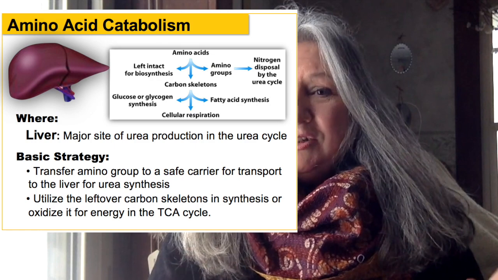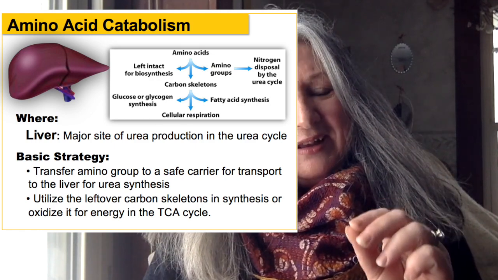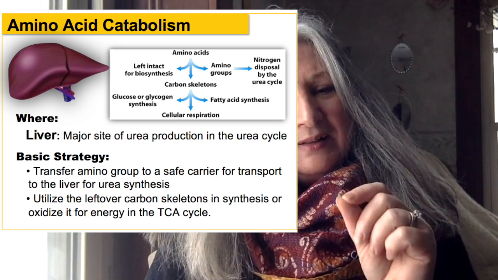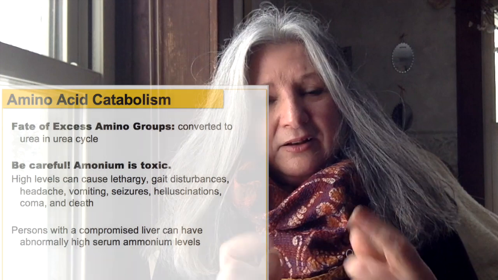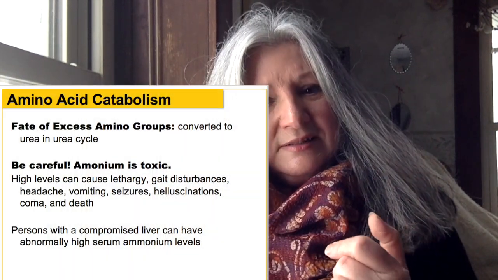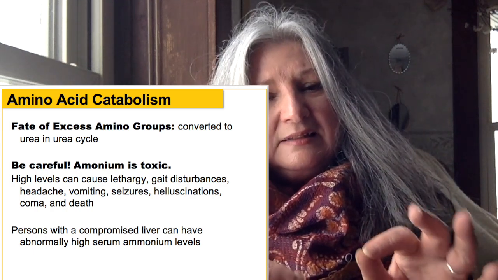Why? Because most tissues don't have the urea cycle, and the urea cycle is our main way of getting rid of ammonium. Ammonium is a nasty thing. If it builds up, it can cause real problems. It causes things like lethargy, nausea, hallucinations. Then it can actually lead to coma and death. Really scary, really nasty stuff.